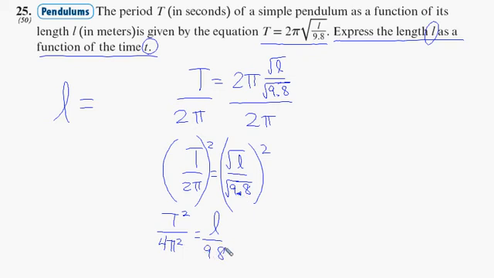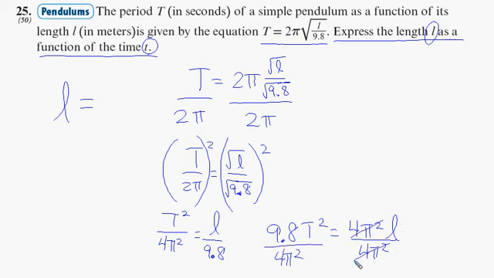Now the only thing that we have left to do is just get L all by itself. So let's cross multiply. We get 9.8 T squared equals 4 pi squared times L. Divide everything by 4 pi squared, and we have our answer in terms of L: 9.8 T squared over 4 pi squared, and that is our final answer. Not too difficult, just a lot of algebra.